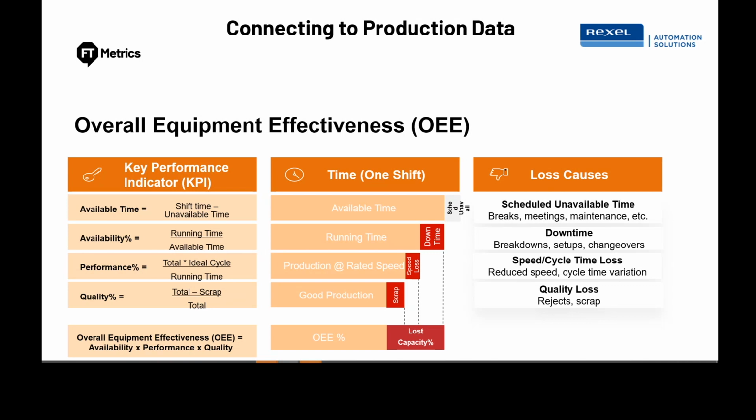Like I mentioned, why is line 2 producing better than line 1, or why does shift 1 always produce better than shift 3? So you can start to analyze and visualize that data to help you come up with solutions to reduce those types of downtimes.